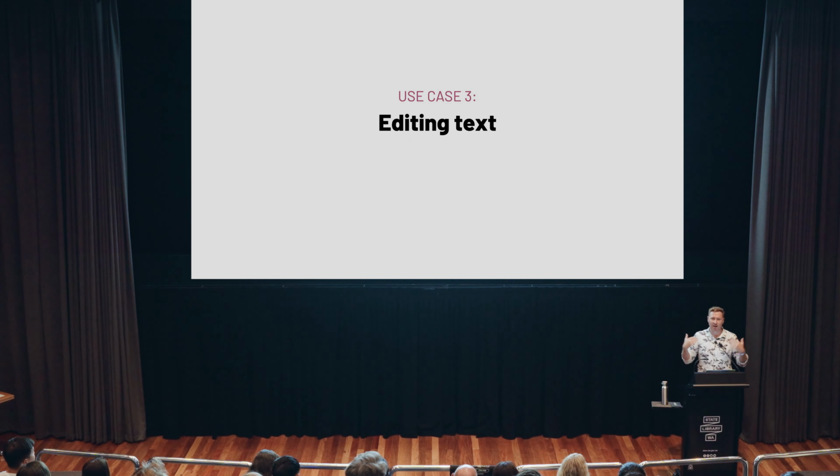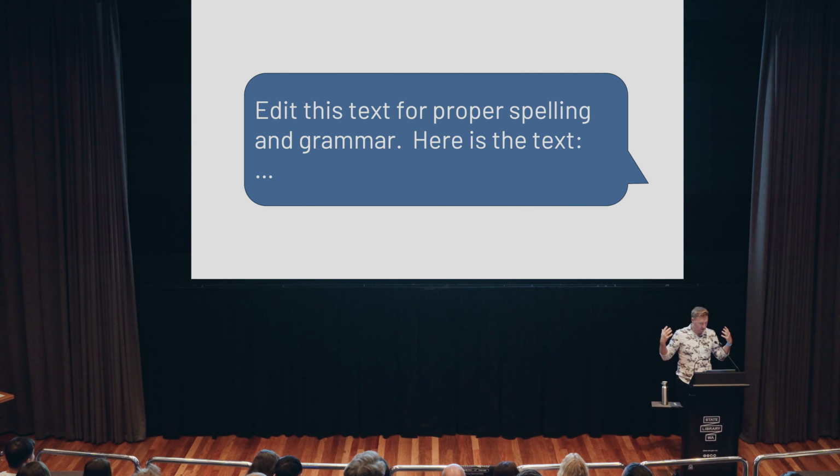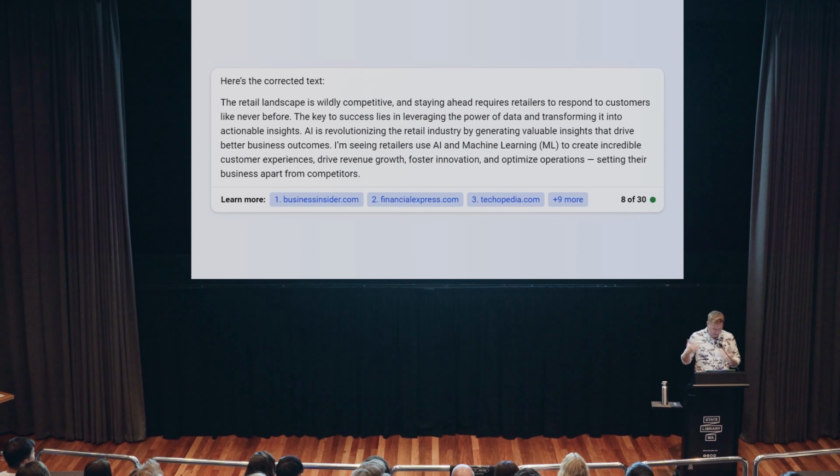But also if I'm really concerned about how something looks, if something's going to be really visible, I just put a paragraph of text straight into a large language model or a generative AI tool and have it edit it for me. So here's a simple prompt. Edit this text for proper spelling and grammar. Here's the text, bang. So I've given it the instructions, and then I've given it the text that I want it to do. And then this is what it did.